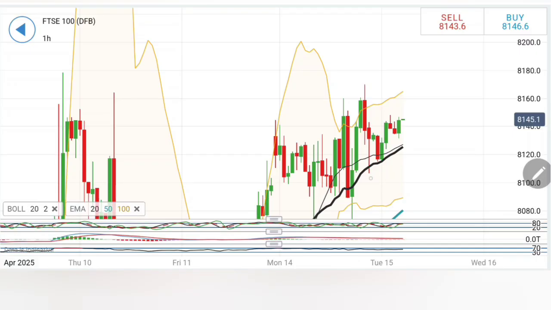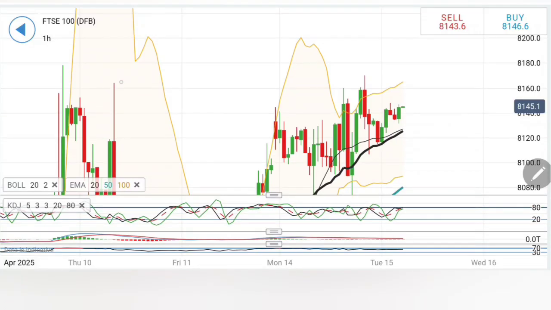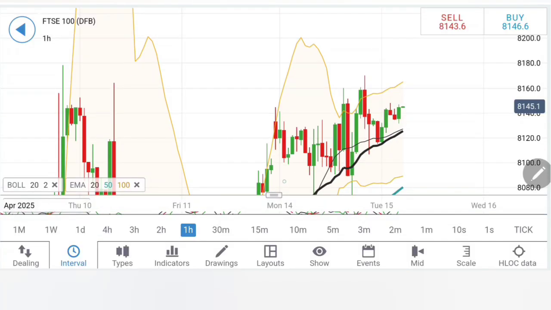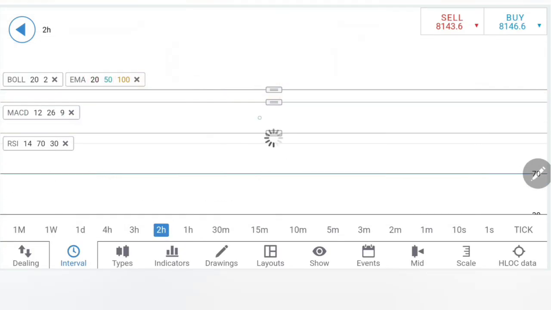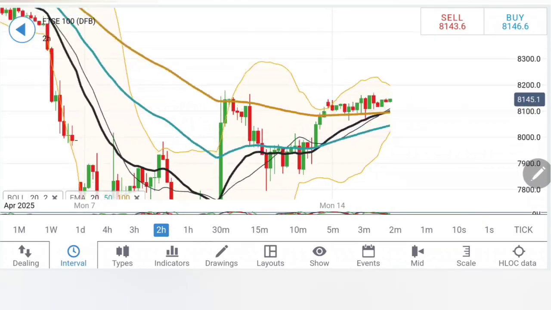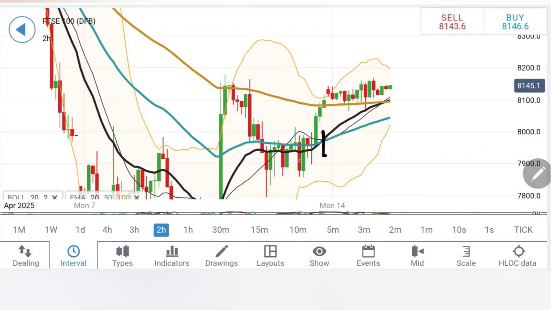On the downside, the support towards 8120 and 8100 is pretty strong. Look at the support it has got here. And thus, you should be cautious of this zone on the downside. Stochastic rising, MACD moderately bearish, RSI flat. On the 2-hour chart also, similar observation. Moving averages crossing over here.